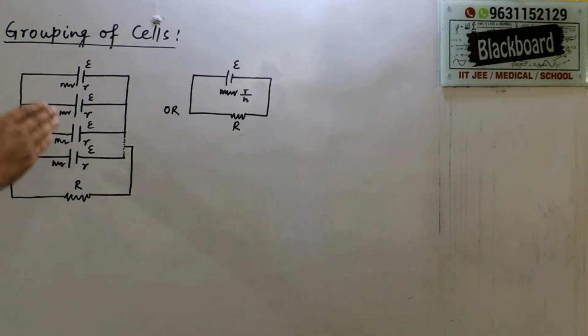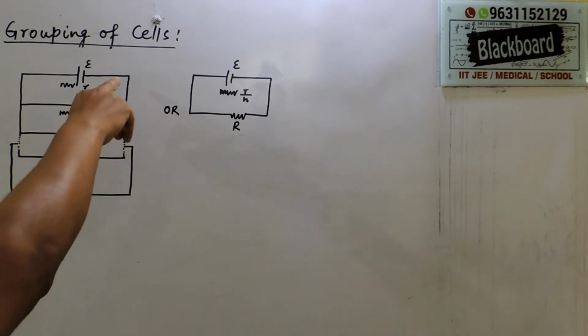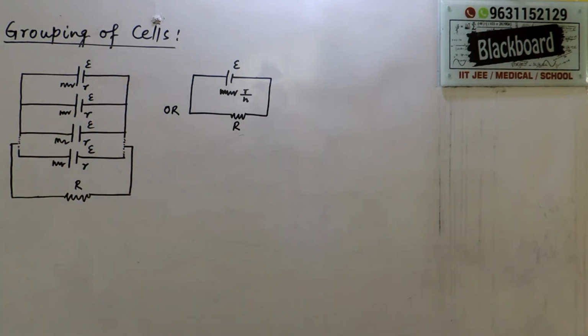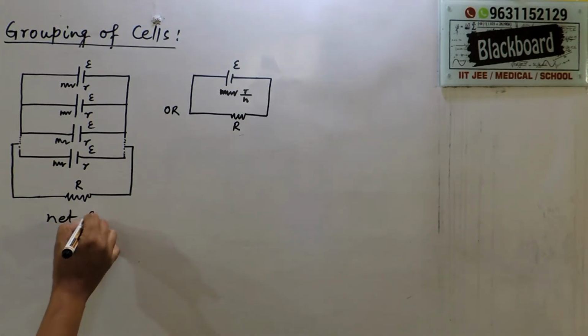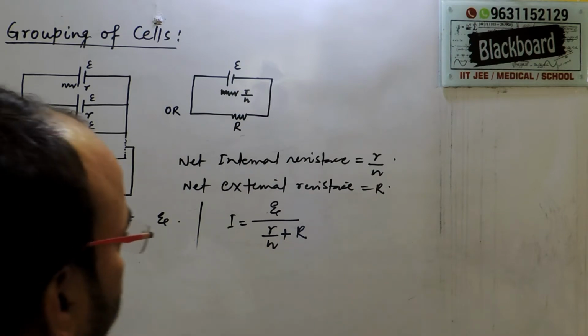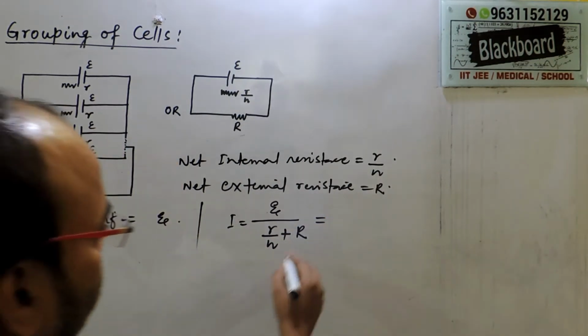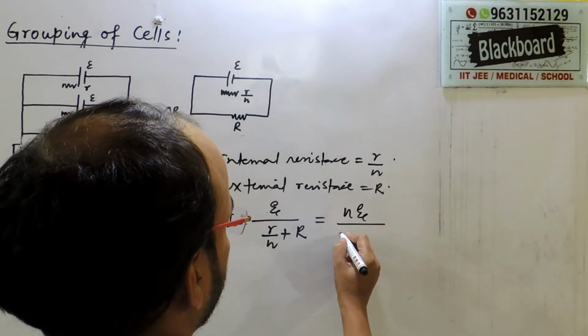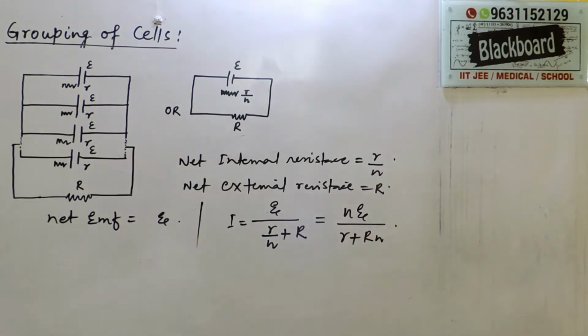When n cells, each of EMF E and internal resistance small r, are connected in parallel to pass electric current through the external resistance, then the net EMF in parallel connection is E, and from Ohm's law, this is the potential and this is the net internal plus external resistance. After simplifying this, you will get nE divided by R plus r times n.